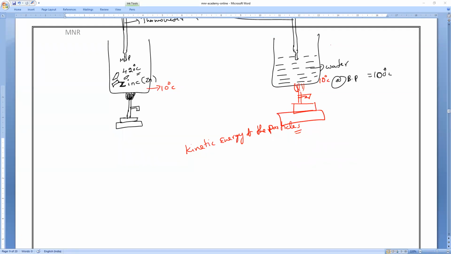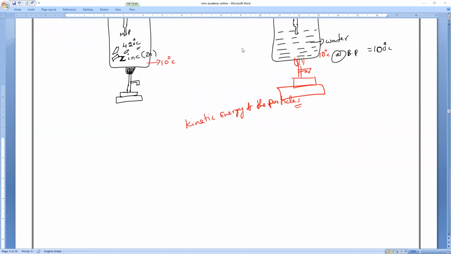Mr. Sam, no response at all. Is it right? So particles will start moving far from each other. Is it right or wrong, guys? Everybody? Yes, sir. So the kinetic energy of the particles increases, and the particles move far from each other.